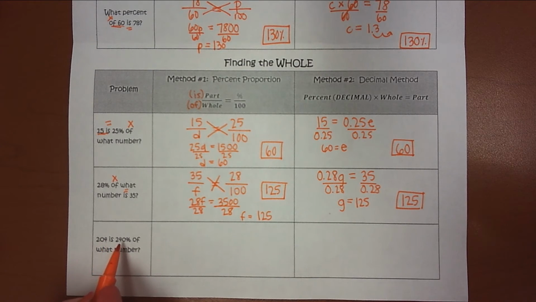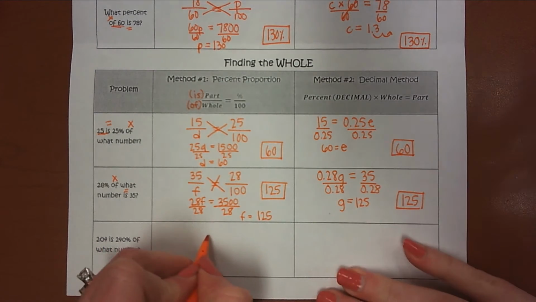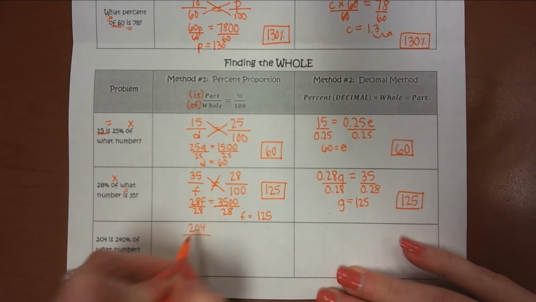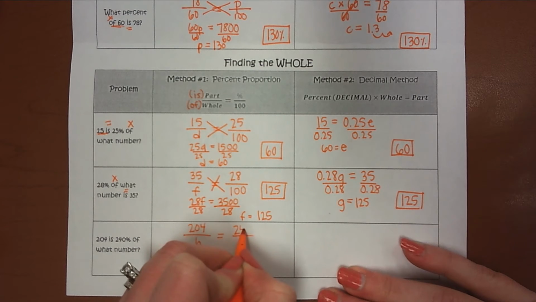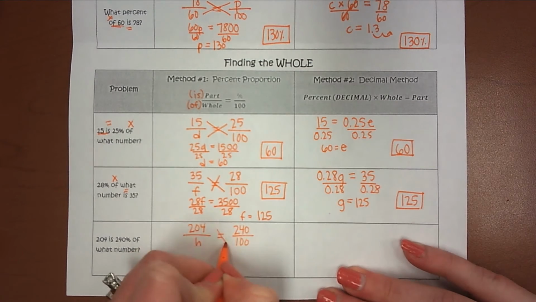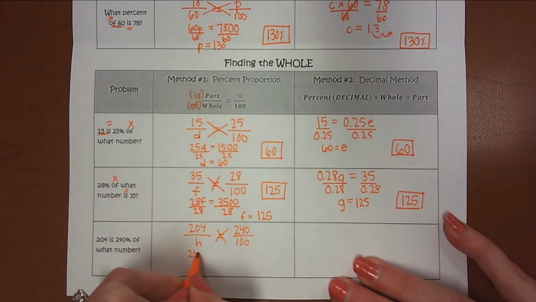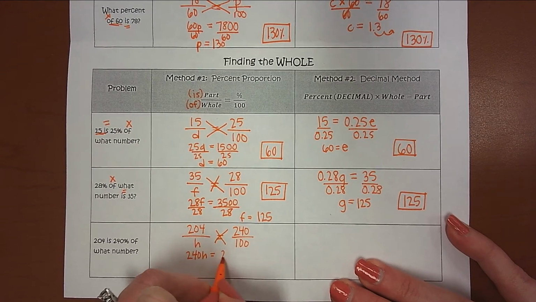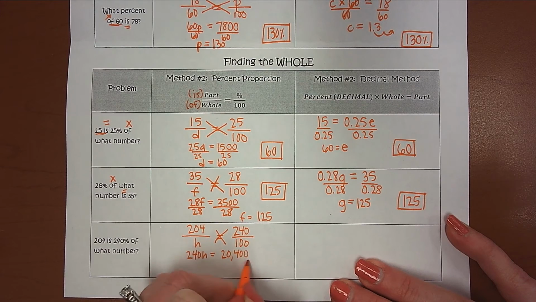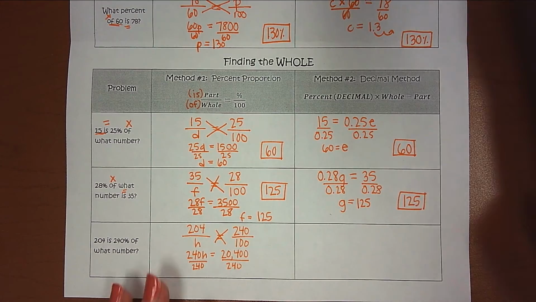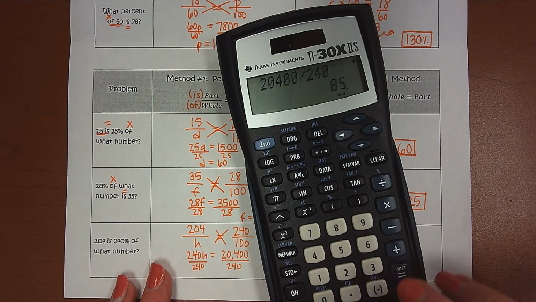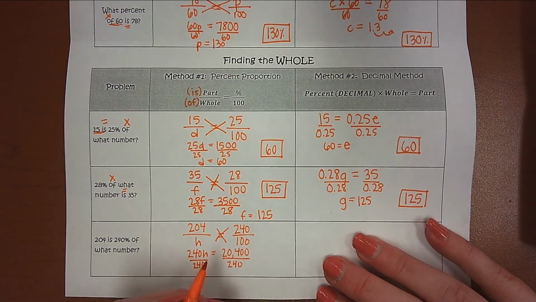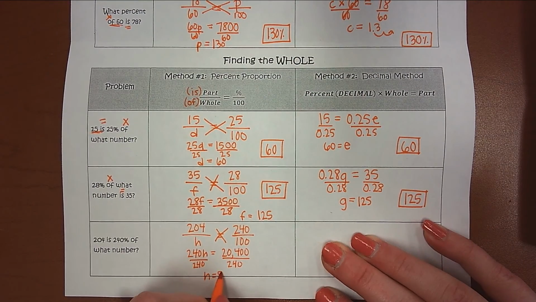204 is 240% of what number? 204 is my part. My whole, I'll label with an H. And then percent is 240 over 100. Use cross products to solve. 240H is equal to 20,400. The inverse of multiplying is dividing, so I'll divide both sides by 240. When I do that, 20,400 divided by 240 is equal to 85. And so here you see H equals 85.